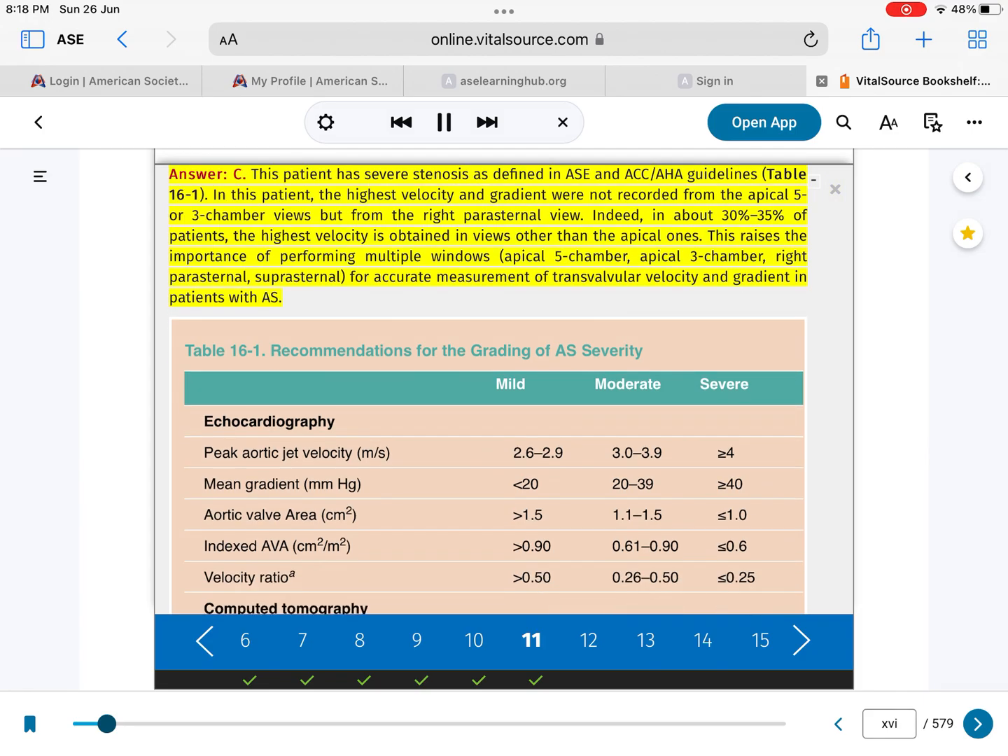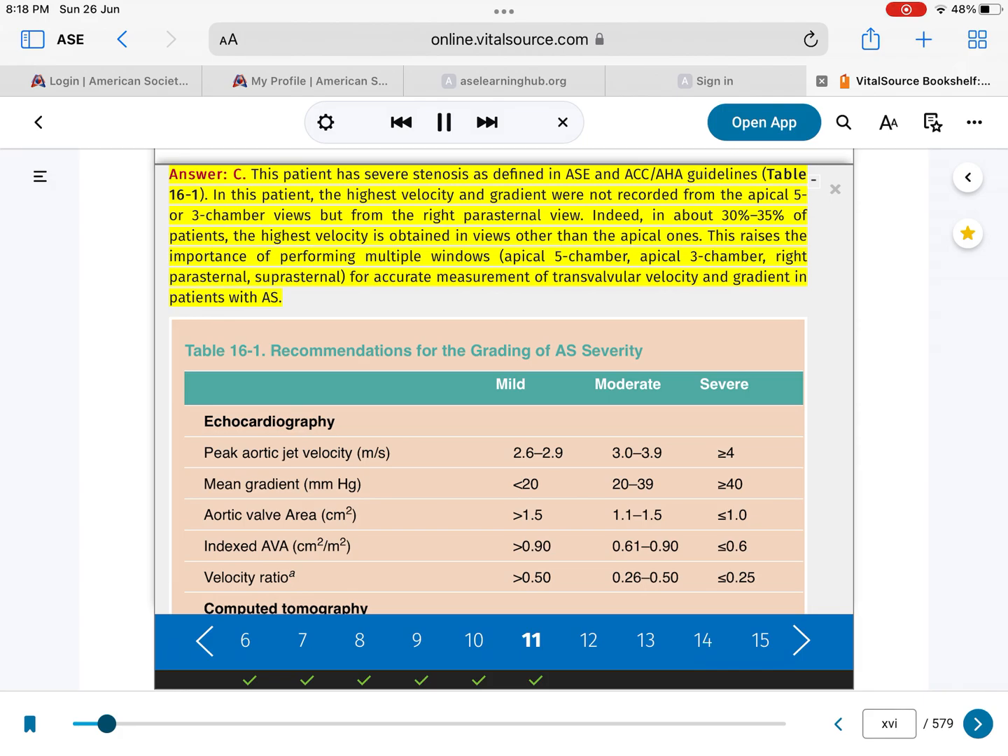Answer: C. This patient has severe stenosis as defined in ASE and ACC/AHA guidelines (Table 16.1). In this patient, the highest velocity and gradient were not recorded from the apical 5- or 3-chamber views but from the right parasternal view.